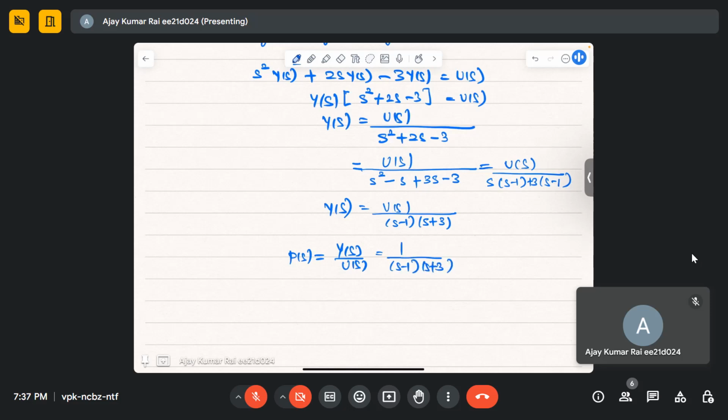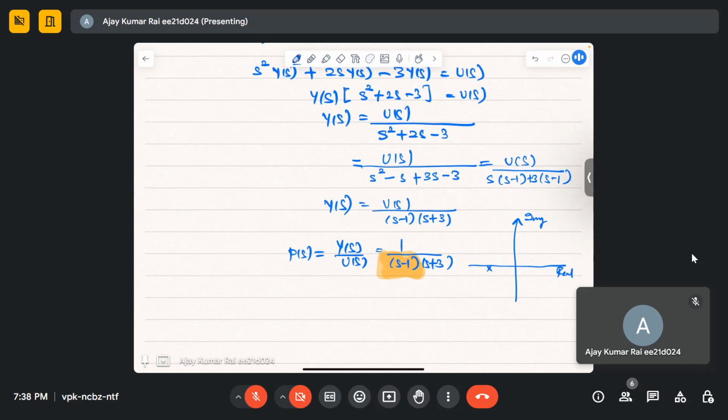So this is a very dangerous thing. I'm getting one pole in the right hand side. If you plot in the s plane, this is minus 3 and this is 1. And directly you can say this system is BIBO unstable.